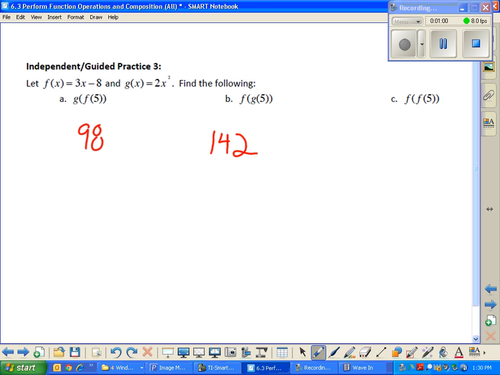I evaluated g of 5 and got 50, and then I evaluated f at 50, and that's how I got 142. And then for part C, and I was kind of hearing the same from you folks, I evaluated f of 5 and got 7, and then I evaluated f at 7 and got 13. Okay, so were there any questions about that?